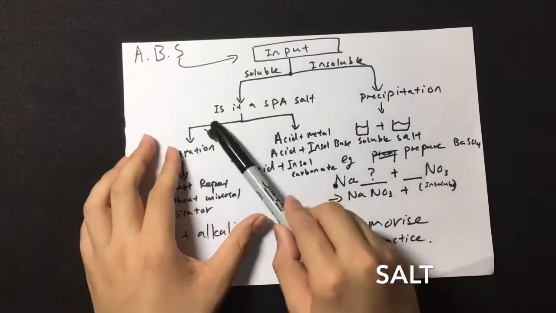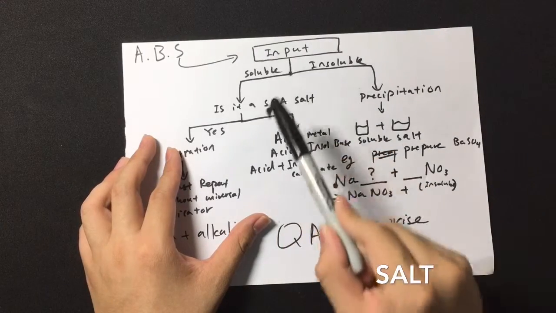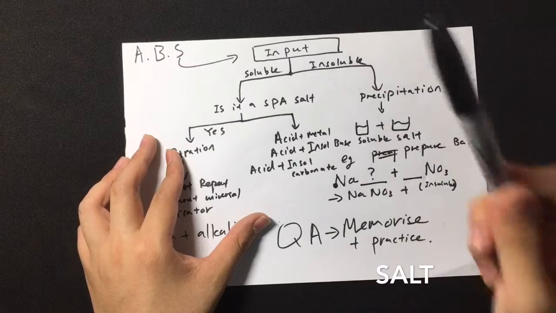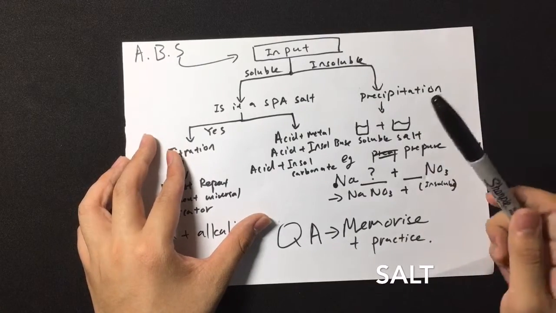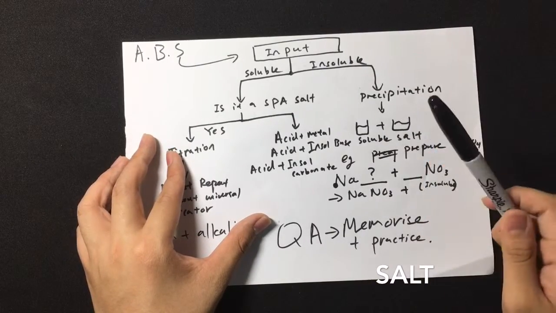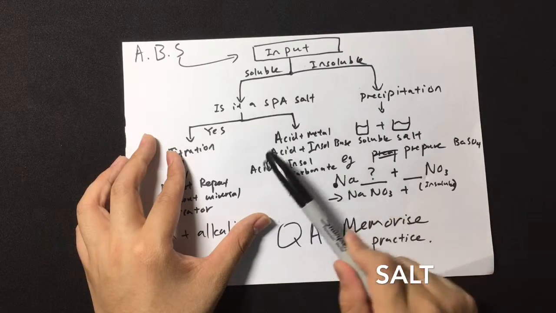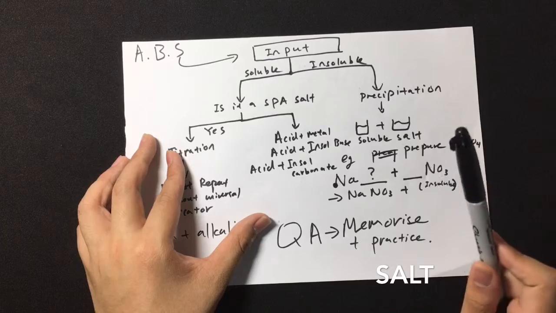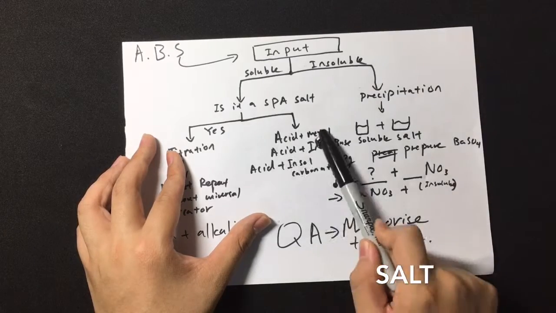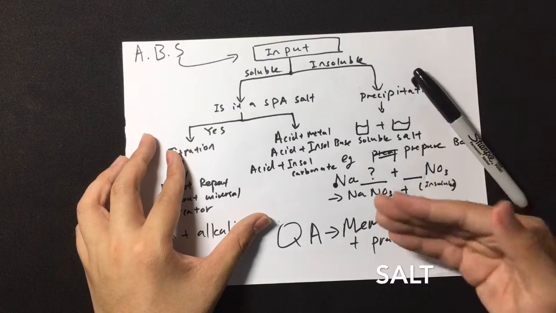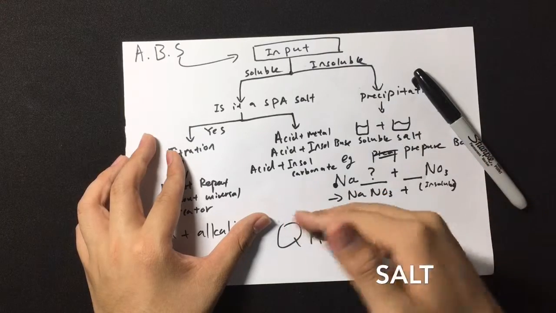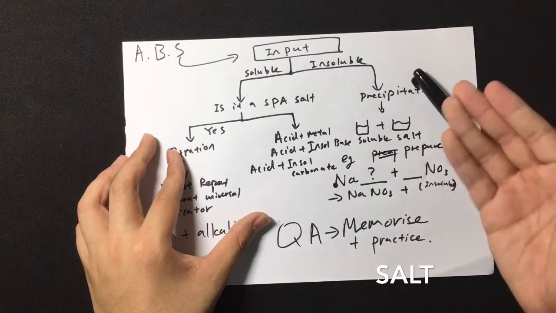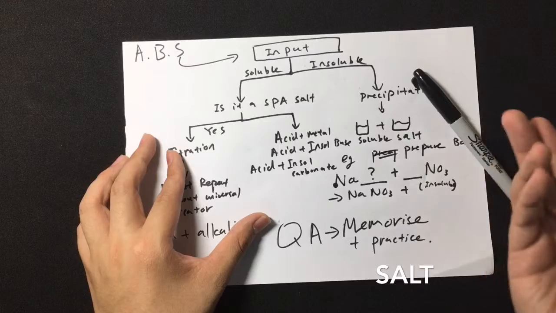And how about, let's look at if it's a soluble salt and it's not a spa salt. So for example, copper sulfate, zinc sulfate. There are multiple methods. There's a total of 3 methods. You can use acid plus metal, acid plus insoluble base, or acid plus insoluble carbonate. However, in this case, you cannot afford to use acid plus metal because the salt that you want to prepare is copper sulfate. That means that you have to react acid with copper, and copper is unreactive to acid. So hence you have to use another approach.